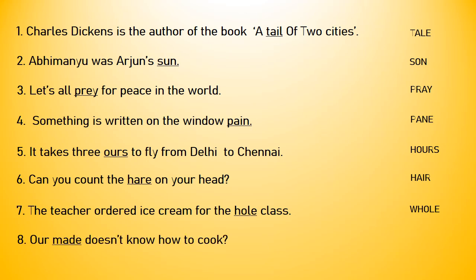Number 8. Our made does not know how to cook. This made means when we make something. Here, the cook does not know how to make something. So the correct answer should be MAID. MAID, maid does not know how to cook. Let's move to the next question.